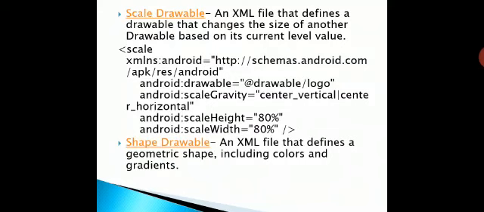Then the last type of drawable is the shape drawable. So this XML file just defines a geometric shape, including colors and gradients. Geometric shape in the sense means it can be a rectangle, oval, line, ring, like that. It will not specify an image, it will just specify some shapes. And that type of drawable is known as shape drawable. So these are the different types of drawables that are normally used in your Android.